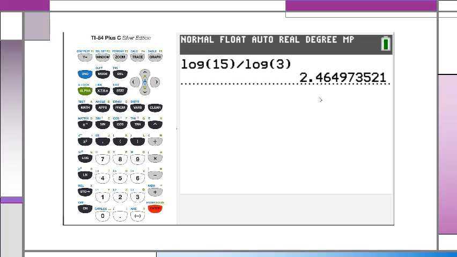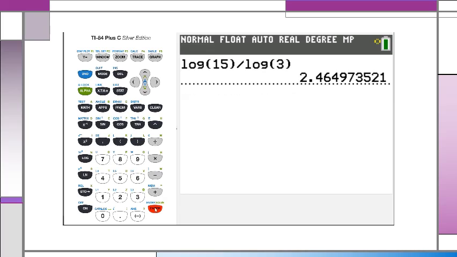Now 3b was 6 raised to the power of x equals 42. We took the log on both sides, ended up with x times log of 6 equals the log of 42. Divide both sides by the log of 6, and we got x is equal to the log of 42 divided by the log of 6. So let's let our calculator do the work for us. So we got the log of 42 divided by the log of 6.